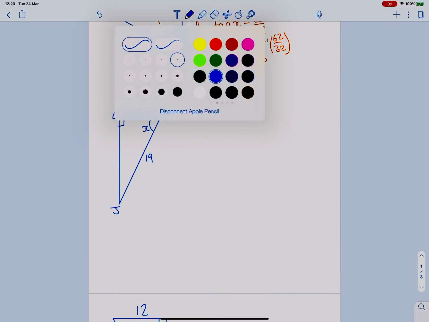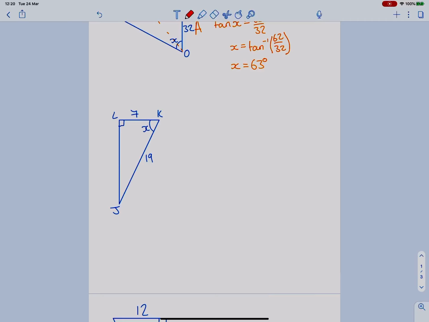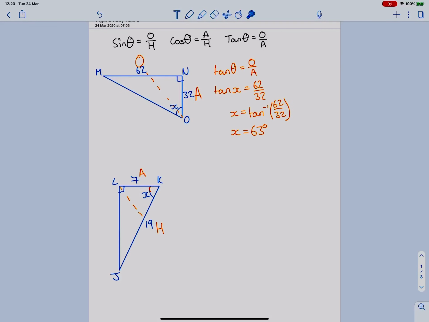So for this one, label the sides again. Across from the 90 degrees is the hypotenuse. Next to the angle is the adjacent, so A and H. Back up at the top, A and H is cos, so we're going to use cos for this one. So cos theta equals A over H. Cos theta, this time again x, equals adjacent, so 7 over 19.